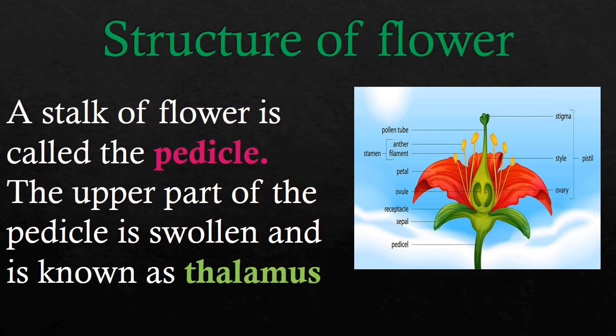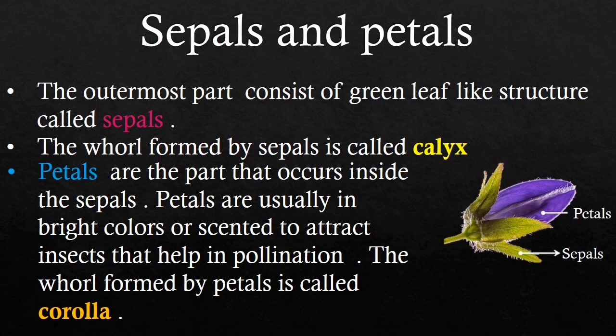Structure of flower. The stalk of a flower is called the pedicel. The upper part of the pedicel is swollen and is known as thalamus. Sepals and petals. The outermost part consists of green leaf-like structures called sepals. The whorl formed by sepals is called calyx.